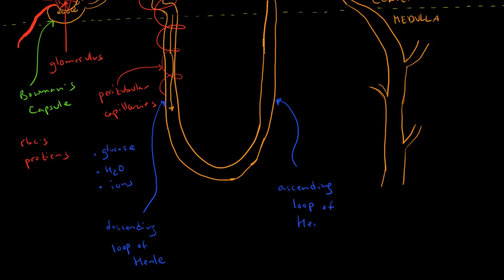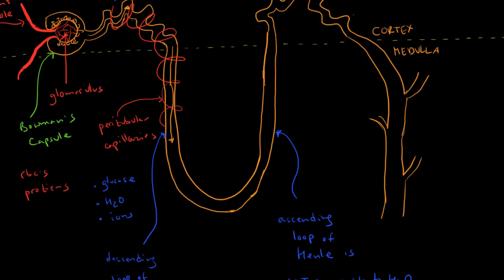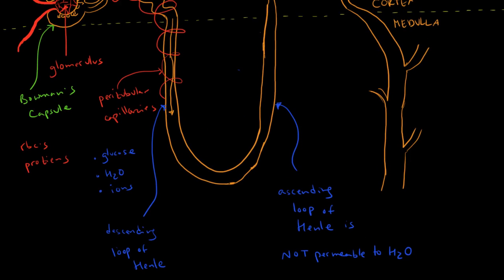And something very interesting happens here in the loop of Henle. The ascending loop of Henle is not permeable to water. And that's a little bit of a problem for us because we actually want to reabsorb a lot of the water that's in the filtrate. We don't want to lose all of it. Although it's not permeable to water, it is permeable to ions. And what's going to happen is the ascending loop of Henle will actively transport ions into this space right here that we call the medullary space, or sometimes it's referred to as the interstitium of the medulla.